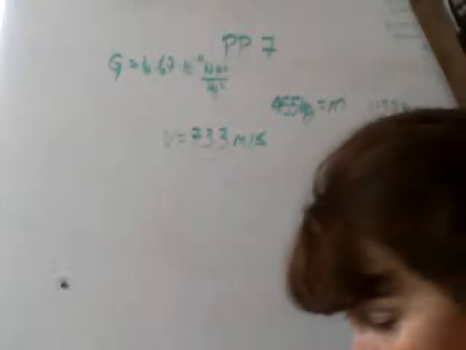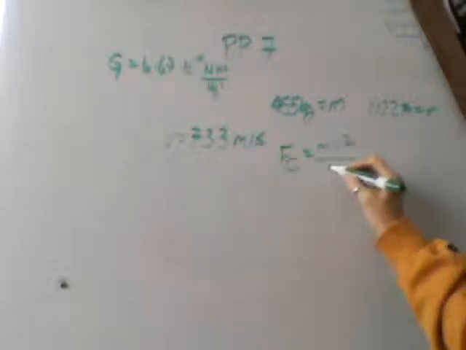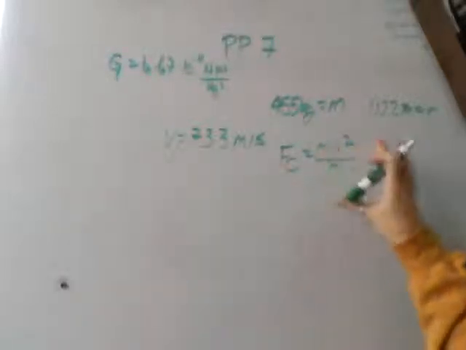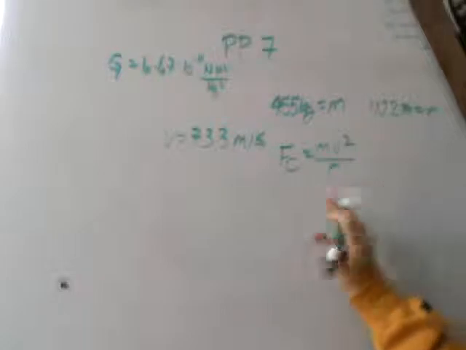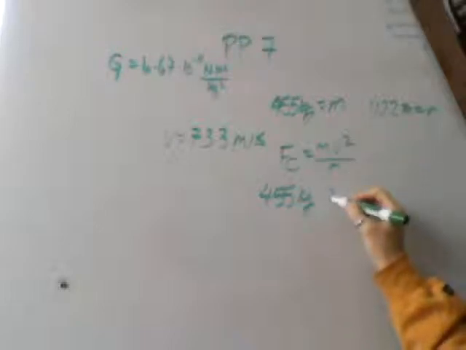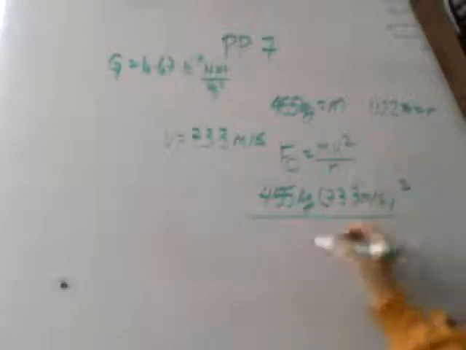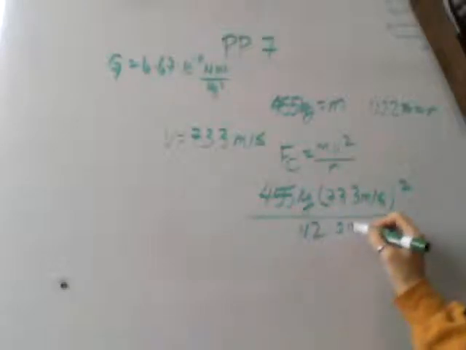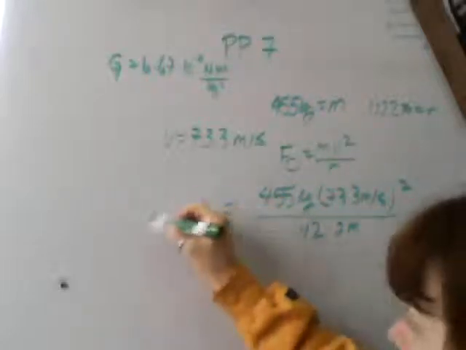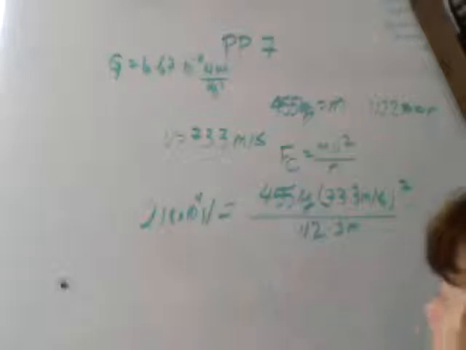So we're going to use the formula. Centripetal force equals mass times velocity squared over the radius. So this is a straight plug and chug. We know the mass, we know the velocity, we know the radius. So we're just going to put those numbers in. 455 kilograms times the velocity squared over the radius. We checked that all our units were what we wanted them to be, and we get an answer of 2.18 times 10 to the 4th newtons.